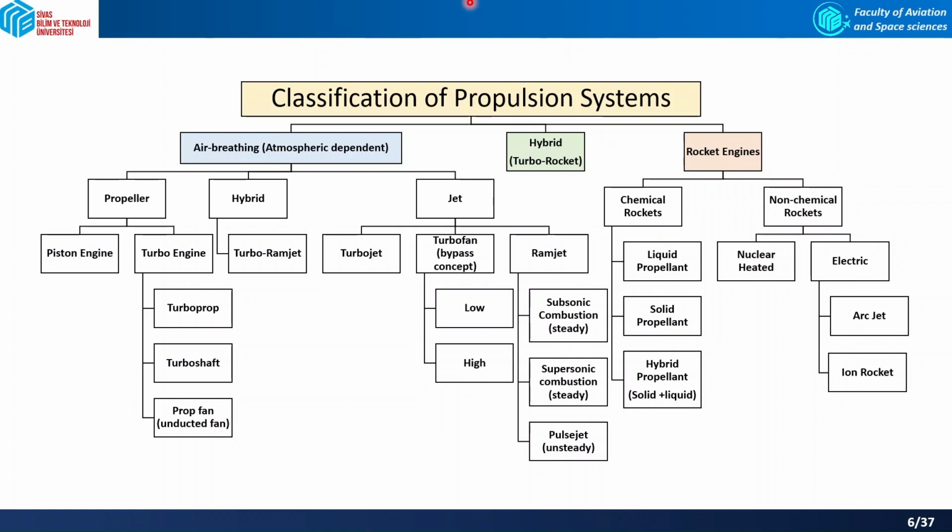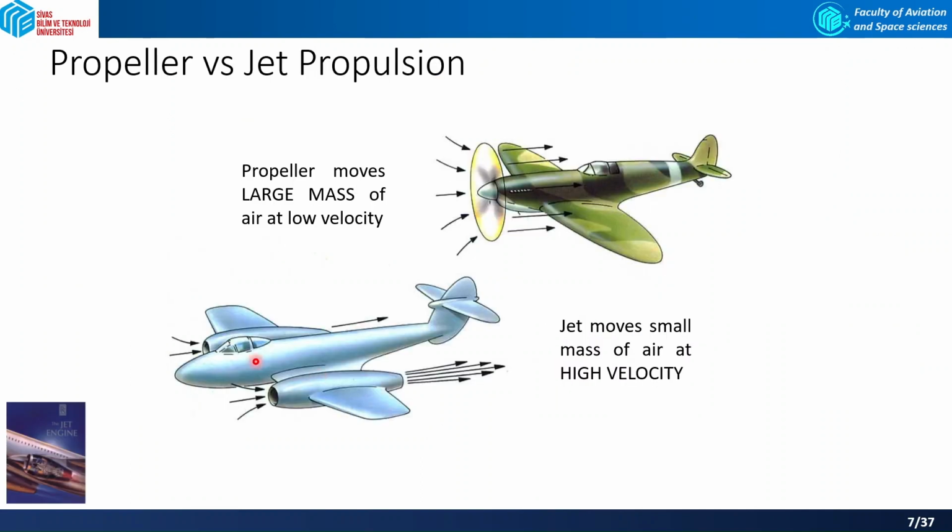So with this review of classification, we will proceed to see each one of these engines in the coming slides. First of all, let's see what's the difference between propeller and jet propulsion. You are seeing two different airplanes here. I got these pictures from the jet engine book from Rolls-Royce. Here you can see the cover of the book.